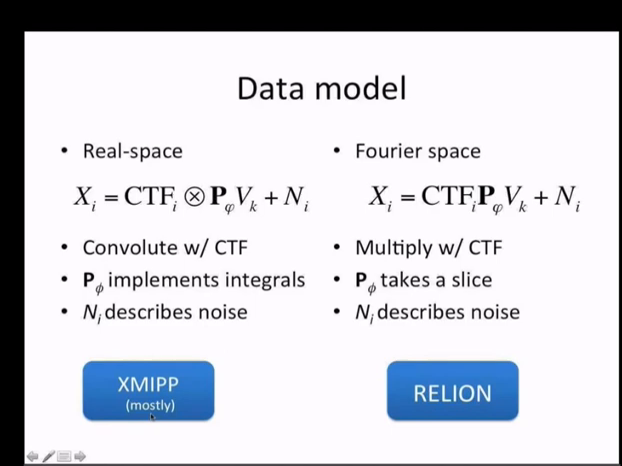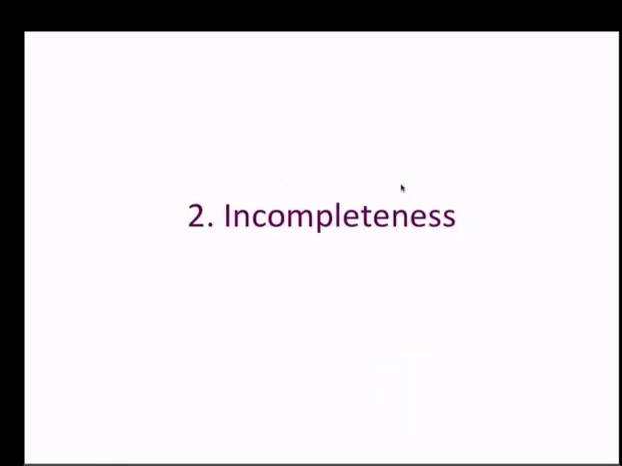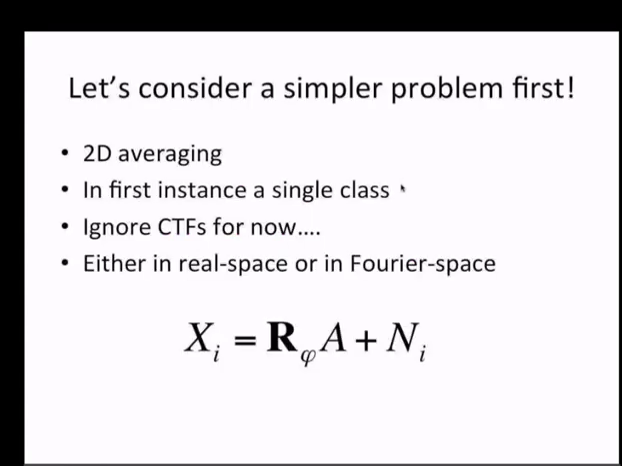Now, in XMIPP, ML2D and ML3D are based on a real space data model, whereas in RELION and also in the old XMIPP MLF programs, the actual data model is in Fourier space. And I'll come back to some of the implications. Now, both XMIPP and RELION share the way they deal with the incompleteness of the problem. So what's incompleteness?